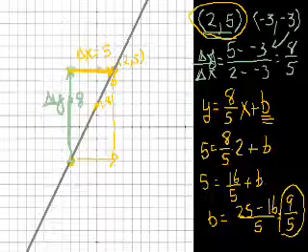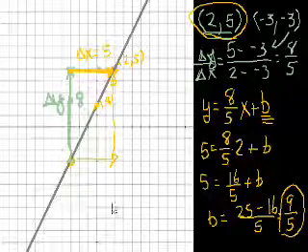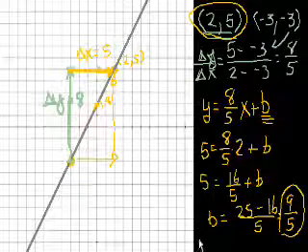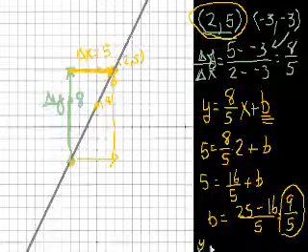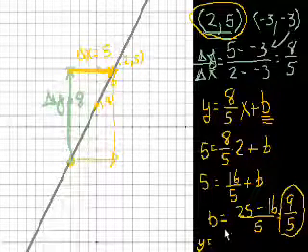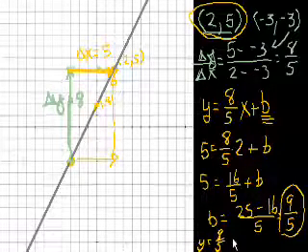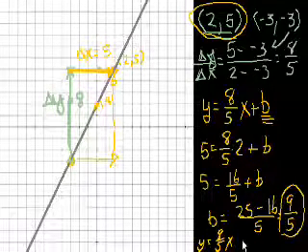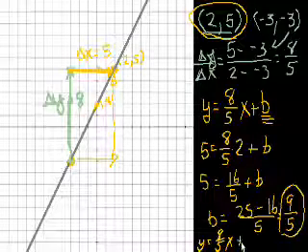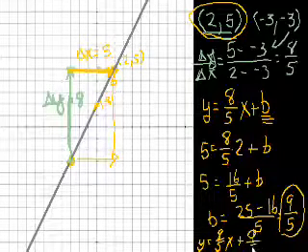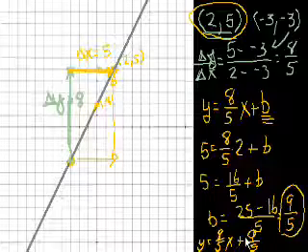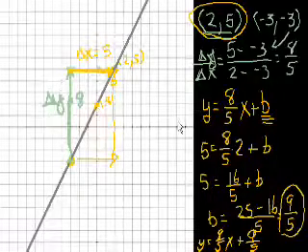So the final equation for the line, I'm going to try to squeeze it in at the bottom of this page. It's going to be y is equal to, well, we know the slope, 8 over 5 x. Now we just add the y-intercept, plus 9 over 5. There, we solved it. And so that's 9 over 5.